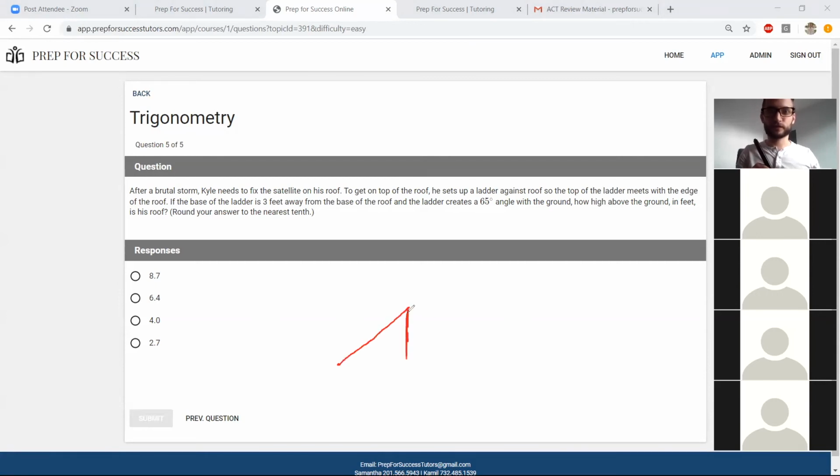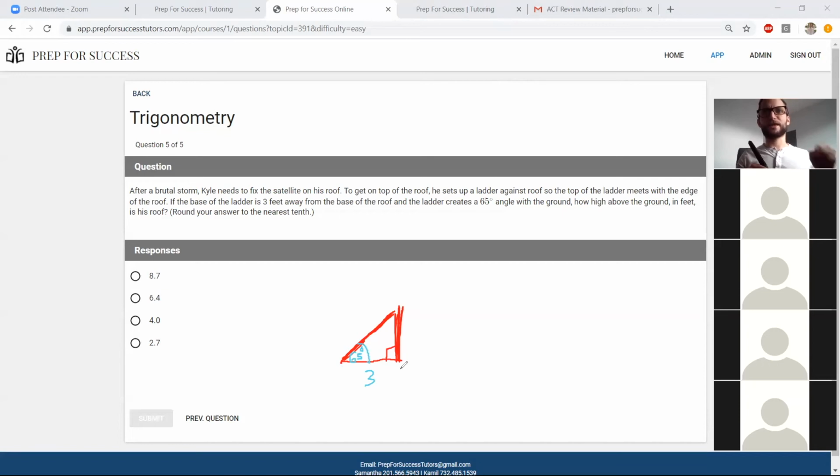So here's the house, right there, little home, just like that. You got the gist of it. And then what we need is just this side of the wall. He's going to put a ladder to get up there. So guess what? We have a triangle, okay? They're saying the base of the ladder is 3 feet away. So the base is right there, just 3 feet away. And then the ladder creates a 65-degree angle. So this right there, that's 65 degrees.